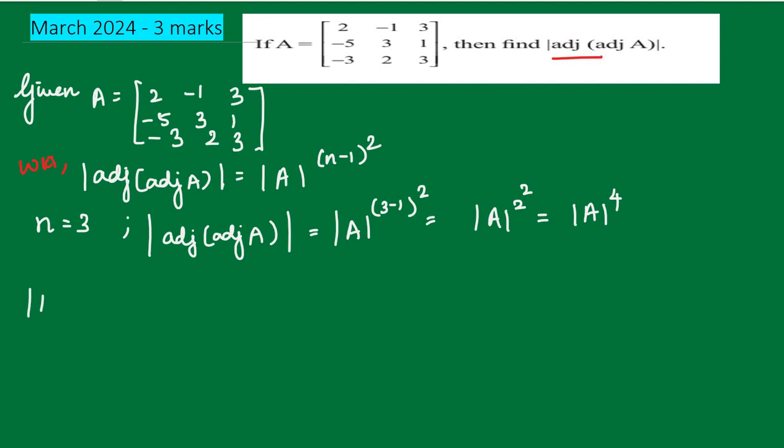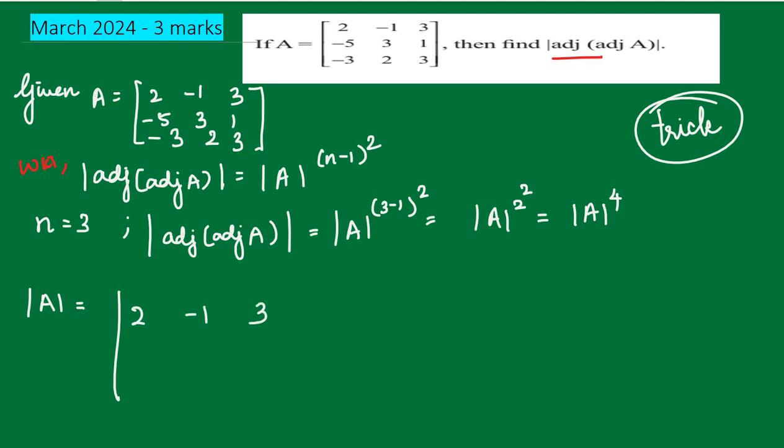So for the determinant of A, in this video we see a short trick to find it. What is this trick? To find the determinant of A, we write the elements of the matrix inside the determinant, and then we repeat the first two columns of the determinant: 2, minus 5, minus 3 and minus 1, 3, 2.